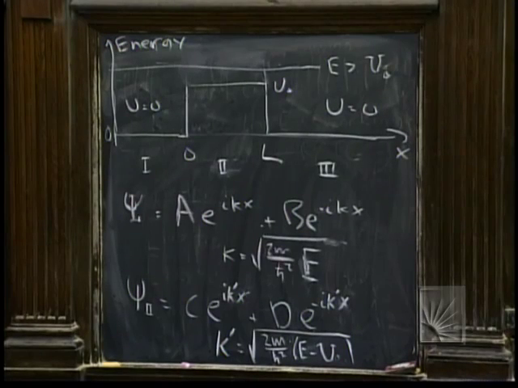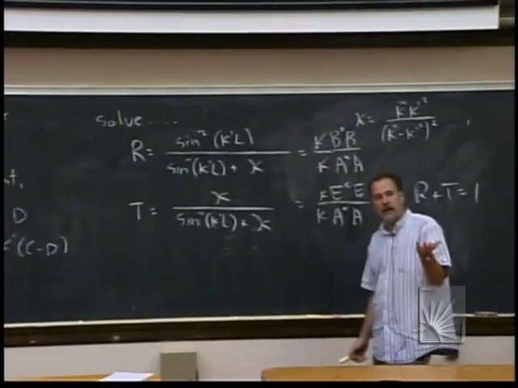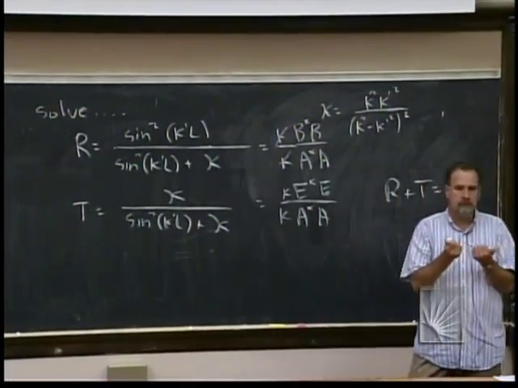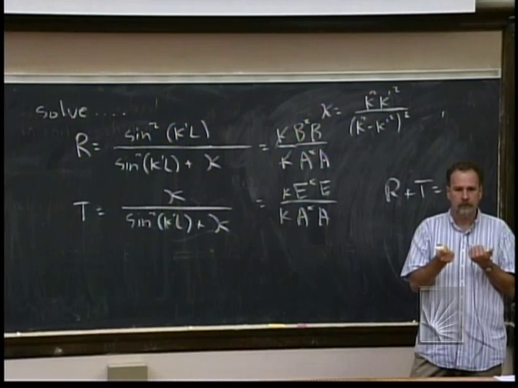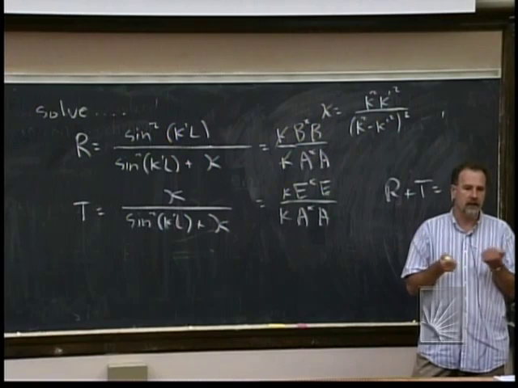And then indeed I had 4 equations. Psi and psi prime continuous at the 2 boundaries. So that makes sense. Can I get an energy? I'm going to get an energy condition. Remember, I got energy conditions sometimes. I don't get an energy condition.